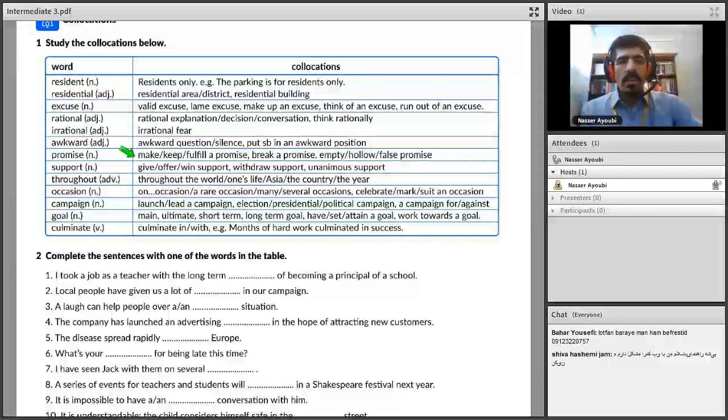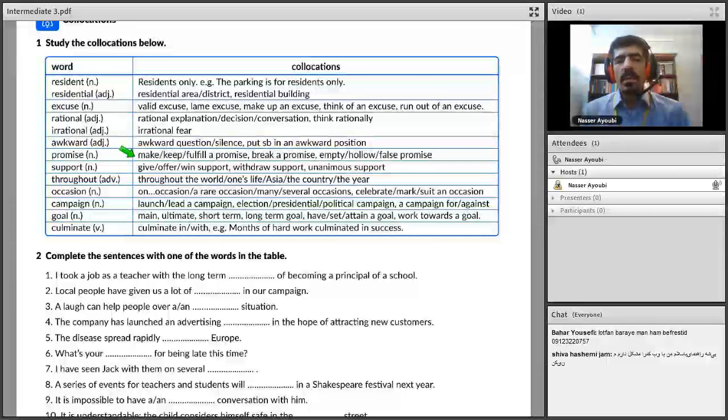Okay, promise. Make a promise, keep a promise, fulfill a promise. Make a promise means you promise somebody to do something. If you keep your promise, you won't go back on your word. You will try to do it. Fulfill a promise, you keep your promise and you do it. So fulfill and keep can be synonymous. Break a promise, just the opposite of keep. People shouldn't break their promises.